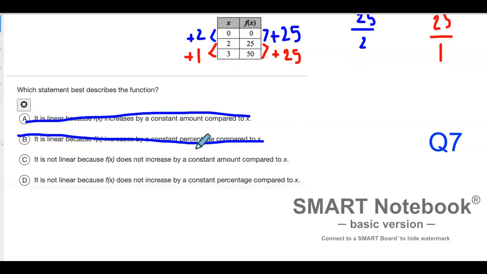Now we need to look at the two answers we have left. C says it is not linear because f of x does not increase by a constant amount compared to x. D says it is not linear because f of x does not increase by a constant percentage compared to x. So when we're talking about slope and the change in y compared to the change in x, we're talking about a constant amount, not a percentage. So the correct answer here is C.